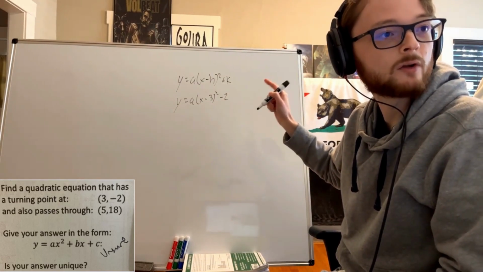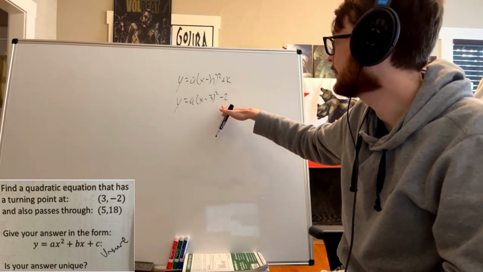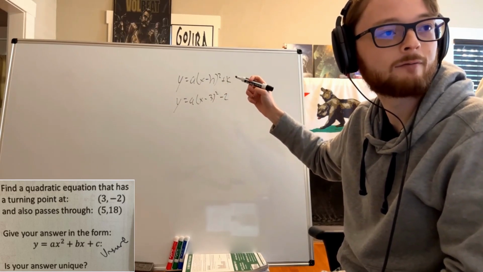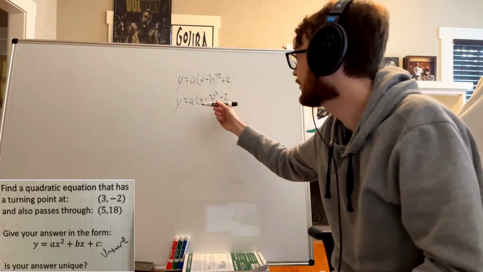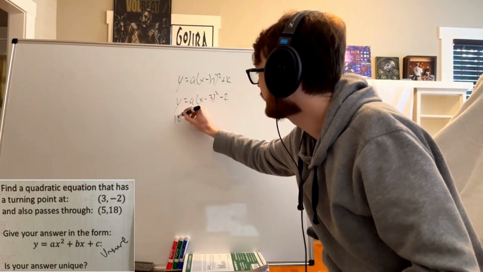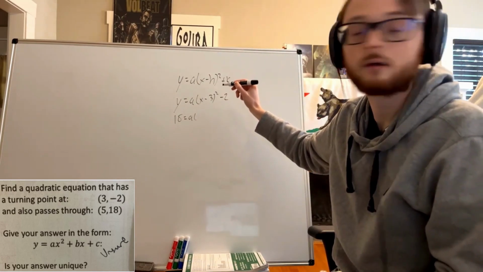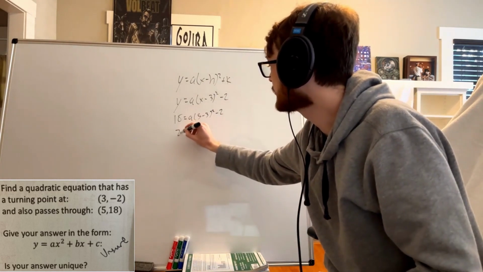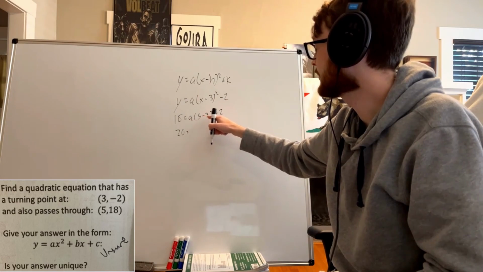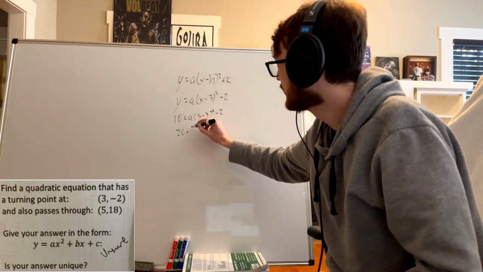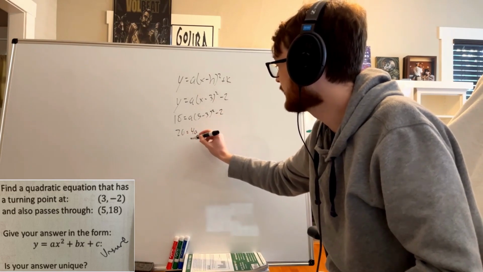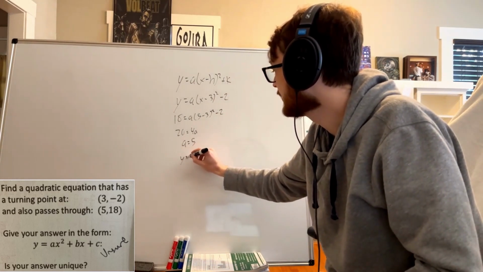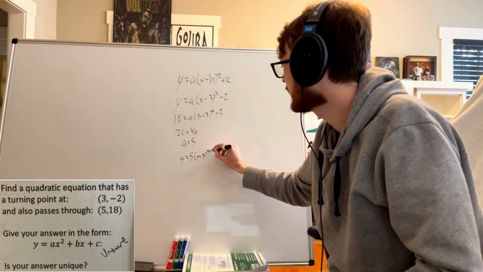And now we're given one other point. Oh, we almost have everything we need, but we need to get a. We do that using the other piece of information that we're given, which is it passes through point 5, 18. So let's plug that in for x and y and solve for a. So 18 equals a times 5 minus 3 squared minus 2. Add 2 to each side to get 20 equals 5 minus 3 is 2, 2 squared is 4, times a is 4a. So now we divide each side by 4, we get a equals 5. So the final answer is y equals 5 x minus 3 squared minus 2.